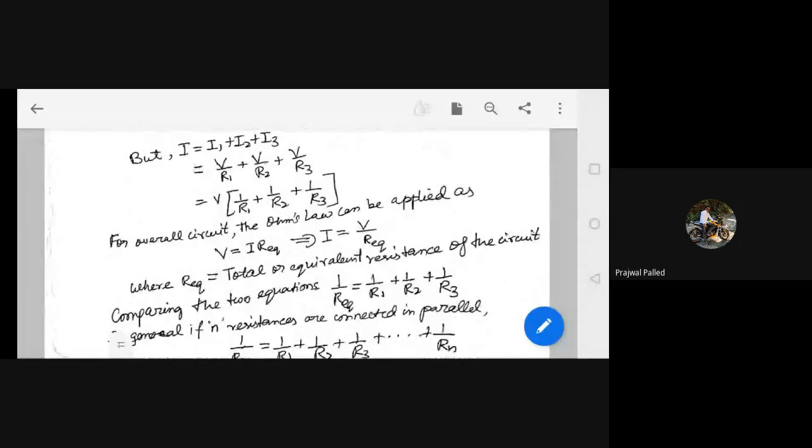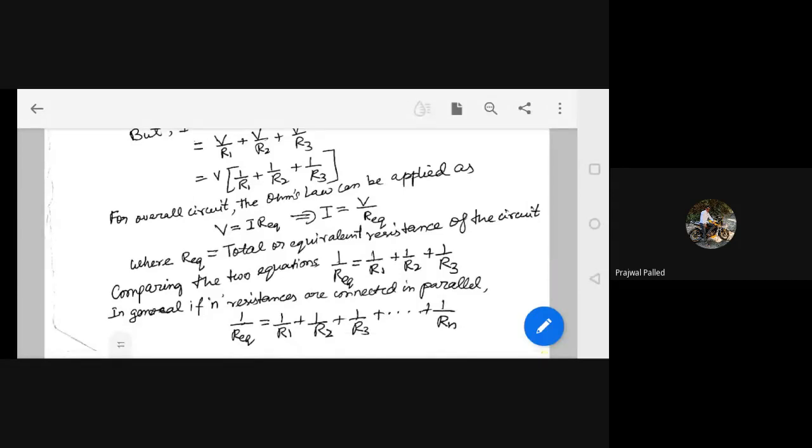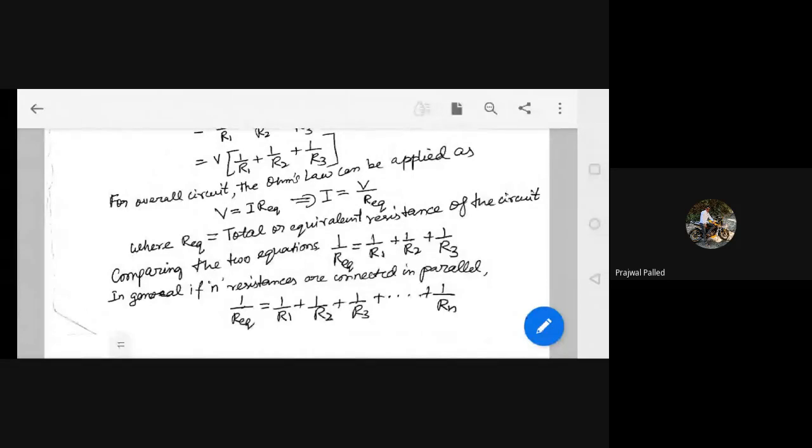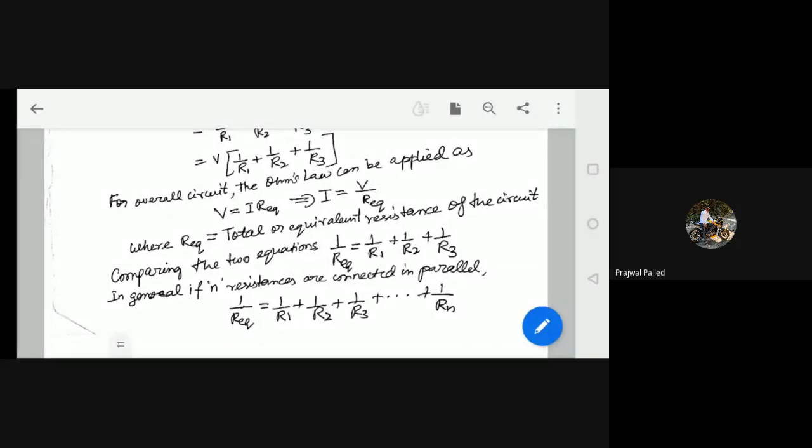For the overall circuit, Ohm's law can be applied as V equals I R equivalent. So I equals V by R equivalent. So R equivalent becomes this here. Just be careful: R equivalent is not 1 by R1. 1 by R equivalent equals 1 by R1 plus 1 by R2 plus 1 by R3.